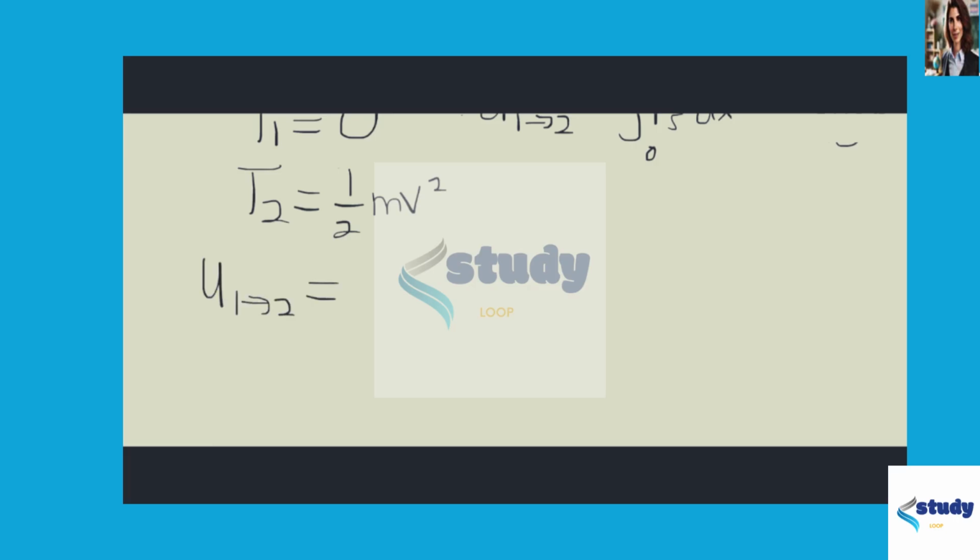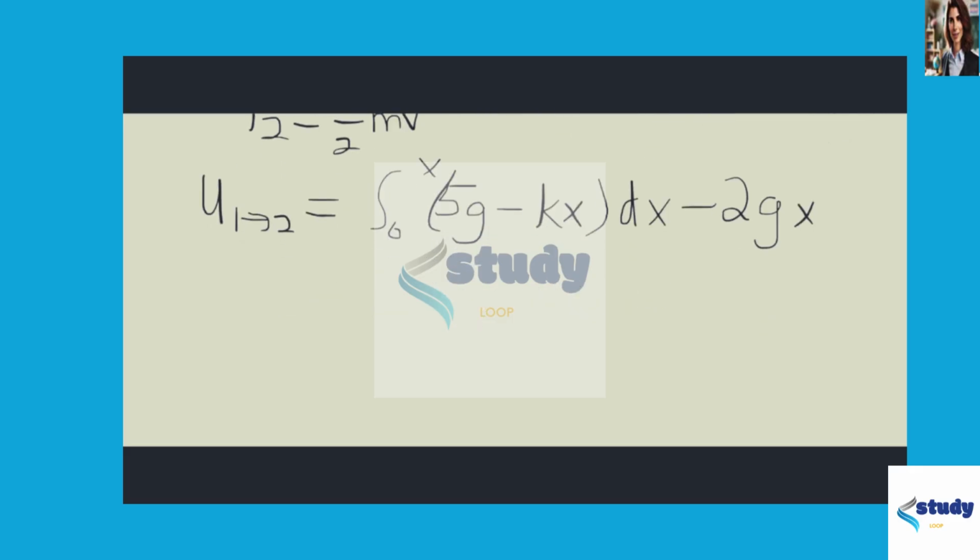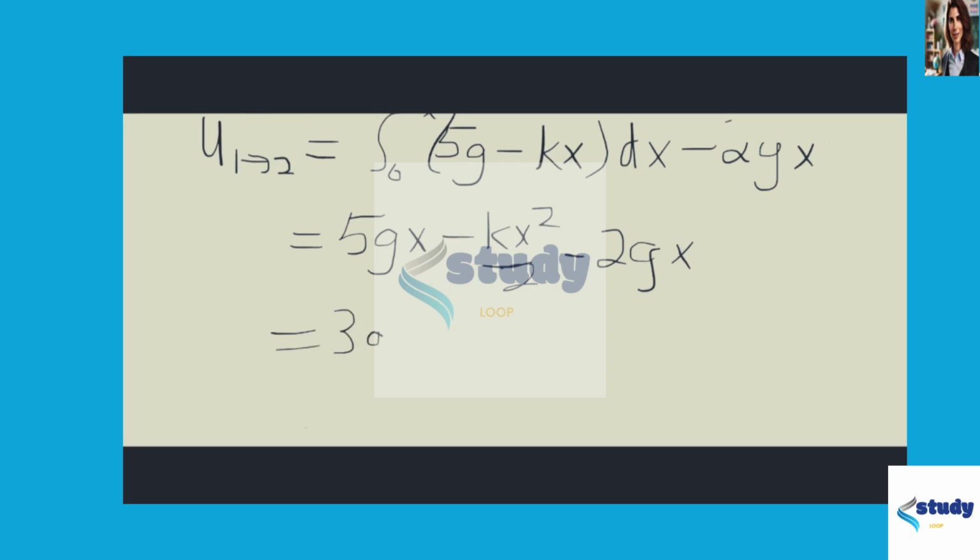So what this is going to do for us is we're solving this integral here. Plugging in for Fs gives us (5g - kx) dx - 2gx. Following this, solving this integral gives us 5gx - kx²/2 - 2gx, which is equal to 3gx - 20x². We're doing 20x² because, if you recall, k is 40 newtons per meter, and 40 divided by 2 is 20. So this gives us the expression for U1 to 2.